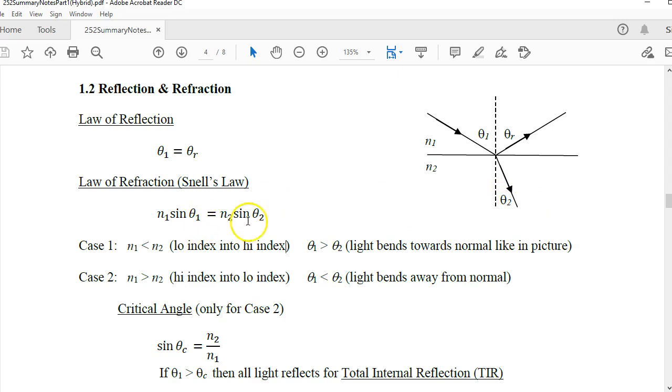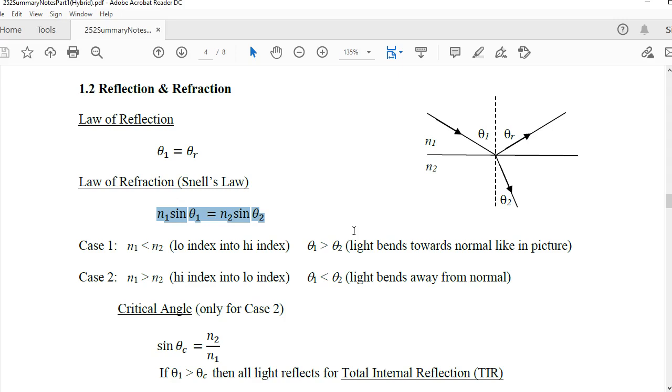Okay, so what is the law of refraction or Snell's law? Here it is right here. The product, index times the sine of the angle theta, is conserved across the interface. So usually we write it like you see there: N1 sine theta 1 equals N2 sine theta 2.